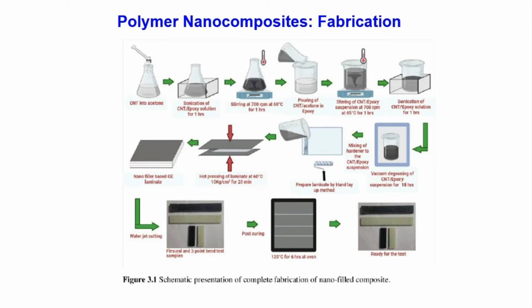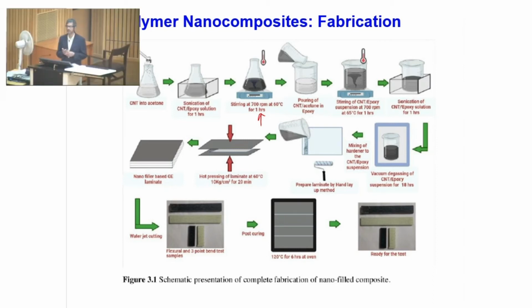Well, how are polymer nanocomposites produced? Some of these things I am showing you were researched in my lab by my students, so I will be using those pictures also. As you see, this is a polymer nanocomposite preparation using CNTs. First, you put the CNTs into acetone and then sonicate for long. You do it so that there is not much agglomeration in the actual picture. Then you can stir at very high RPM at 60 degrees Celsius for about 1 hour. This is the second step you can see here. This will be followed by pouring of this CNT acetone mixture into the epoxy.